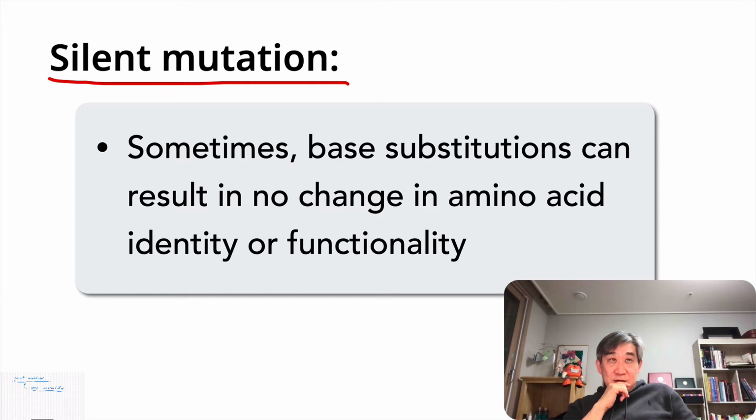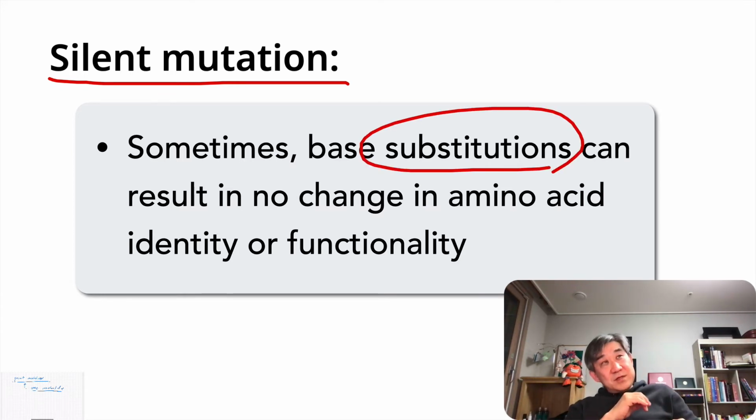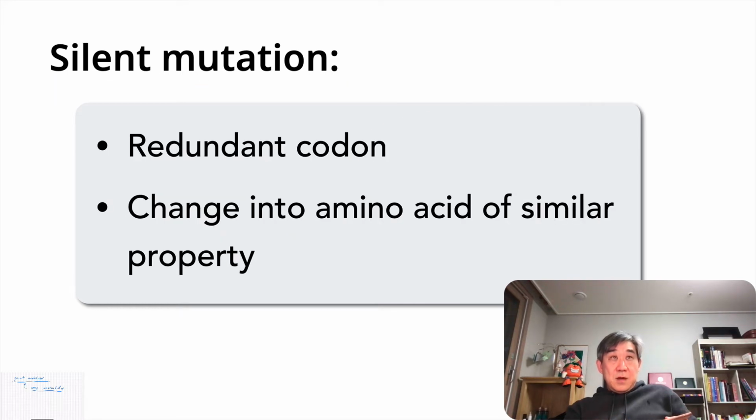But with substitution, a lot of times the substitution can survive, in that no harm is done to the integrity of the protein. Why? Because a lot of the codons are actually redundant. You have alternative codons signifying the same amino acid. The codon redundancy is one contribution.